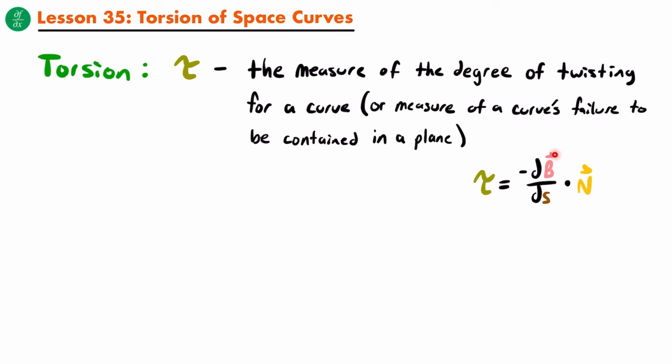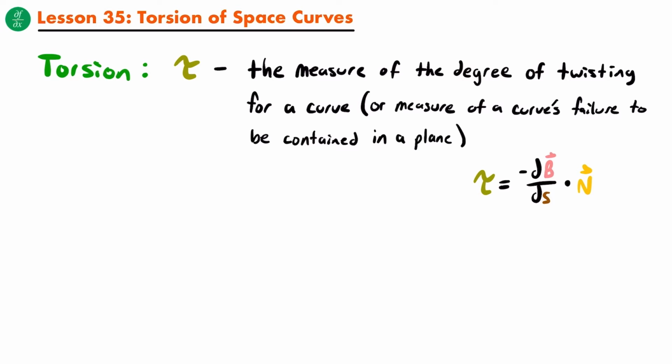All right, now this might look a little confusing at first, but I am going to explain it. dB ds represents the derivative of our unit binormal vector with respect to the arc length parameter, or in other words, you can think of it as the change in the unit binormal vector with respect to the arc length. That's how I would interpret that. It is negative, and we'll get to that in a second, but you're going to take its dot product with the unit normal vector.